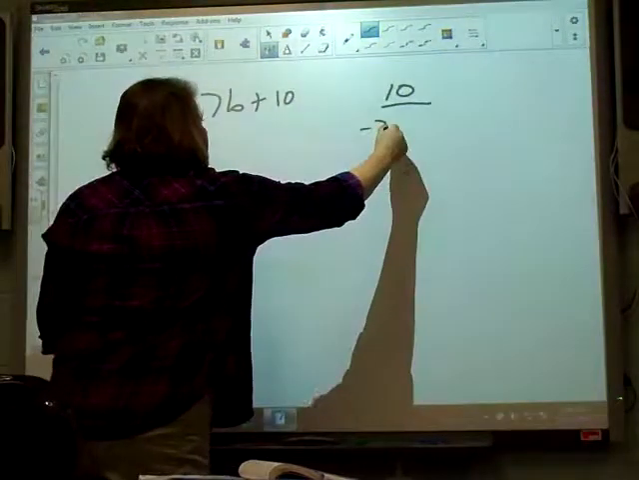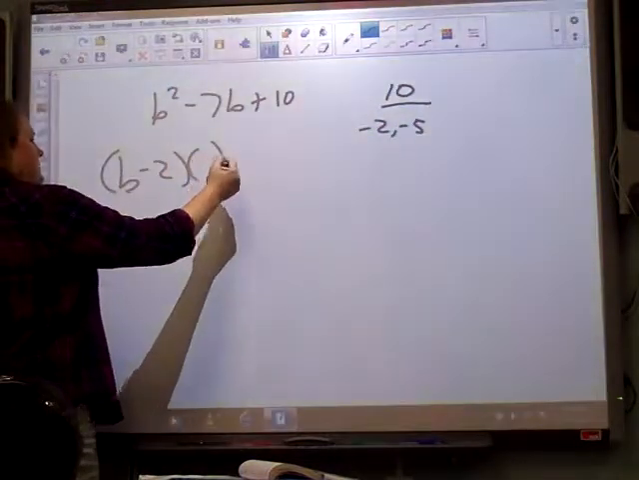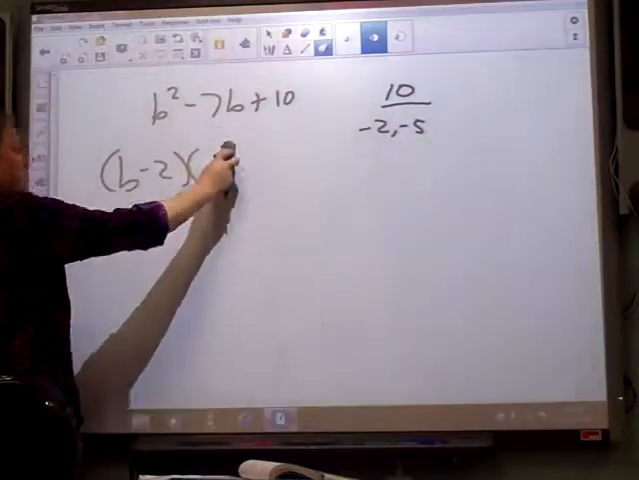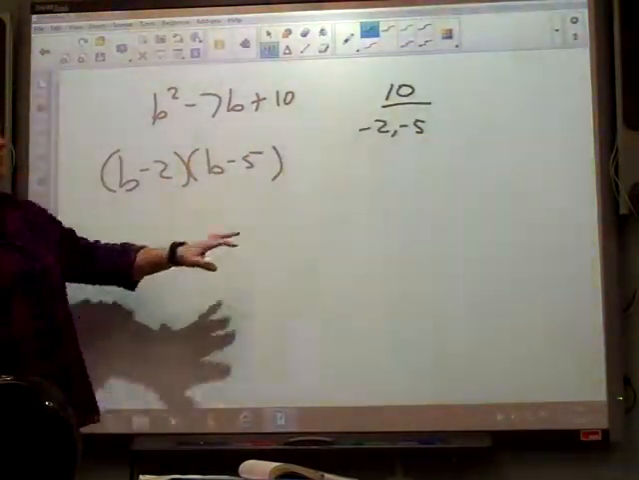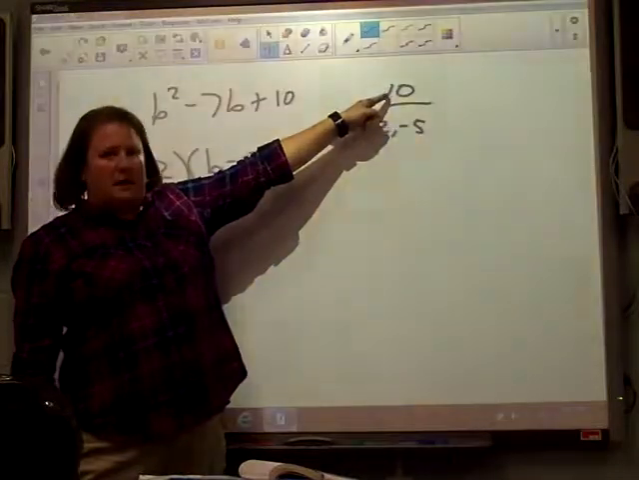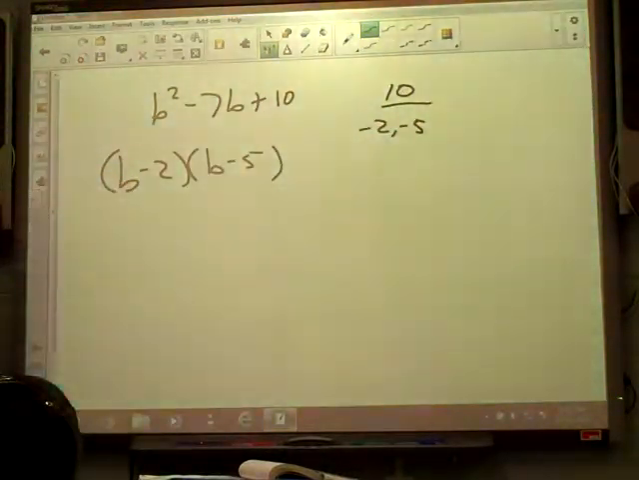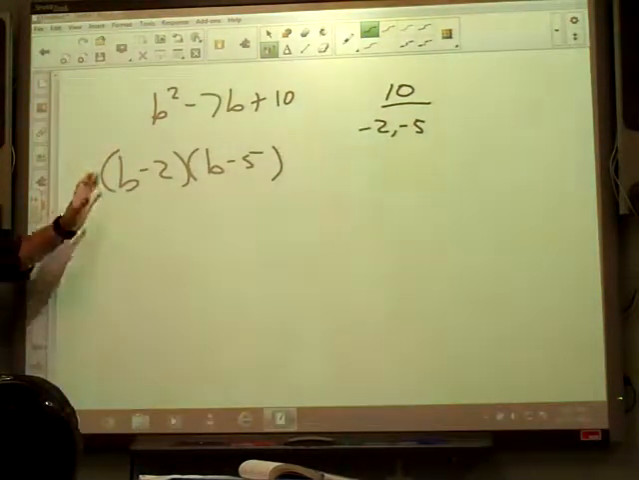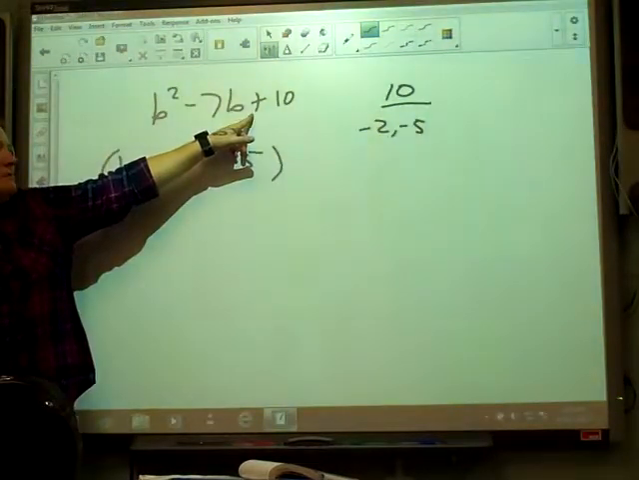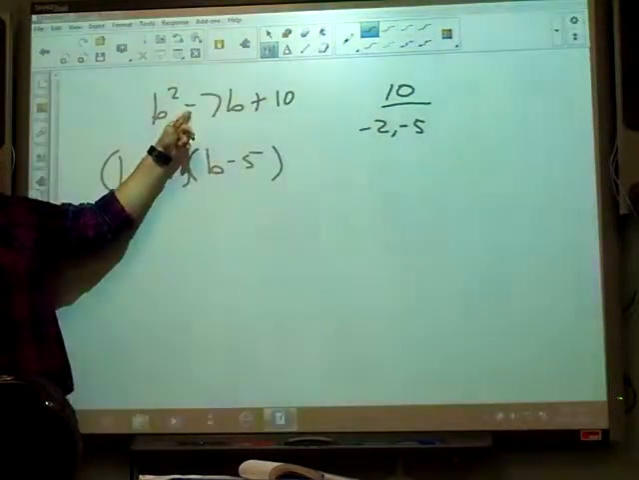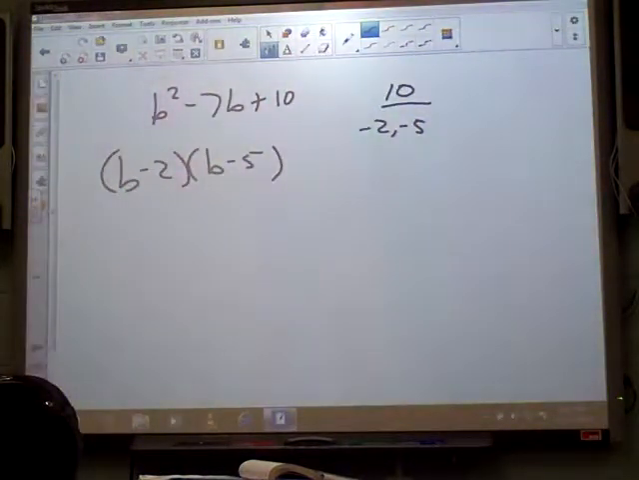Got it. So we've got B minus 2 times B minus 5. Okay, make sure you follow the signs on that. Negative 2 times negative 5 is positive 10. Negative 2 plus negative 5 is negative 7. One thing that I always remembered, when you've got a trinomial such as this, if your last sign's positive, that means your signs are the same, and they're the same as whatever the first sign is. So you can always do a check on that.